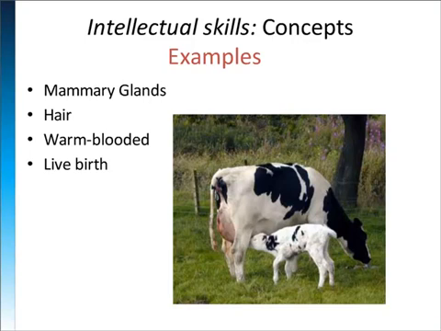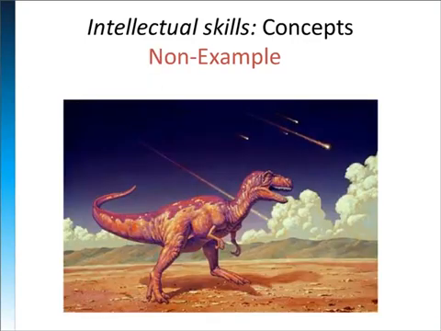In this case, the cow is a mammal because it has attributes like mammary glands, hair, warm-blooded, and has live birth. But remember, not all concepts are tangible objects and may not be represented by graphics. When describing concepts, it's often helpful to show non-examples to help reinforce a definition and explain the attributes of an example. So for a mammal, one might use a dinosaur as a non-example because it does not have mammary glands, hair, warm-blooded, or have live birth.